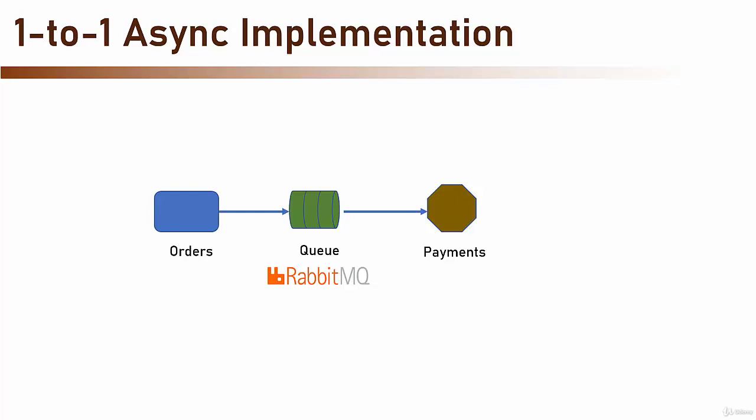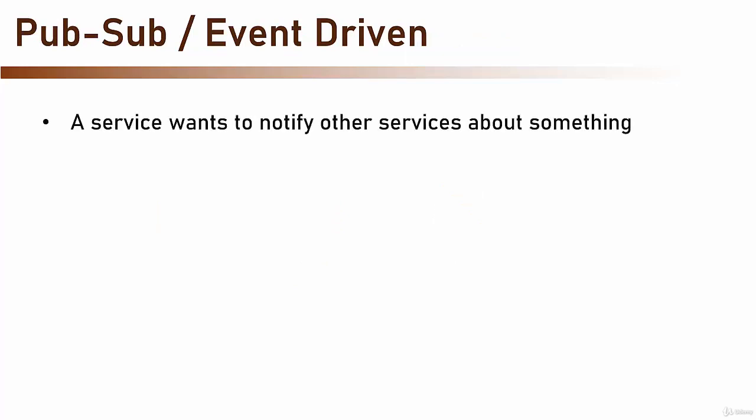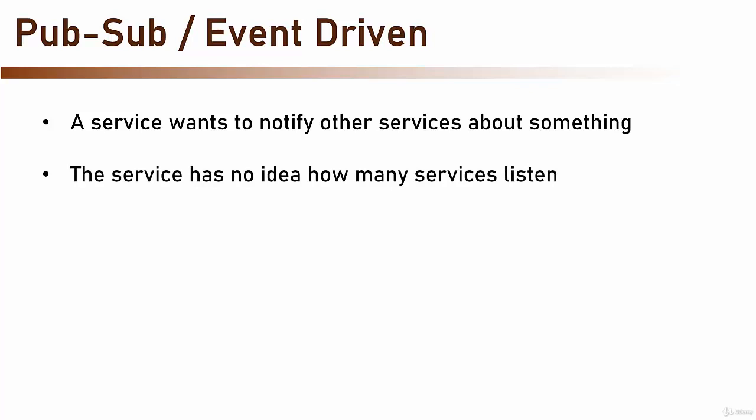So that was the one-to-one async pattern, and now let's move on to the next and last pattern. And this pattern is the PubSub or event-driven pattern. In this pattern, a service wants to notify other services about something, and note the use of the plural services, not only a single service, but multiple services. Now, the service has no idea how many services listen to this notification and how many will actually get it. And this is the main difference between the one-to-one async pattern and the PubSub pattern.